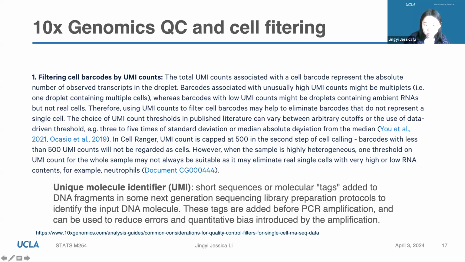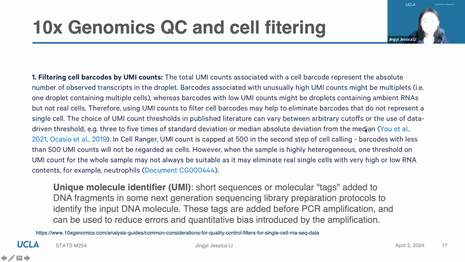Another paper uses a different way, which is median plus median absolute deviation. So what does that mean? Mathematically, for every cell's UMI count, you calculate its absolute difference from the median. That's called absolute deviation. Basically, you take the difference between a cell barcode's UMI count and the median UMI count, and take the absolute value of the difference, so you don't care about the sign. Then for these absolute differences, you take the median. That is called the median absolute deviation.